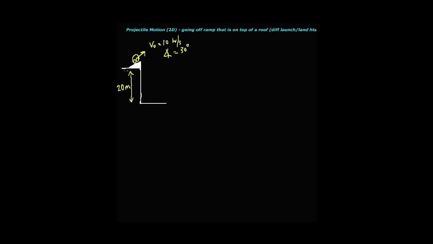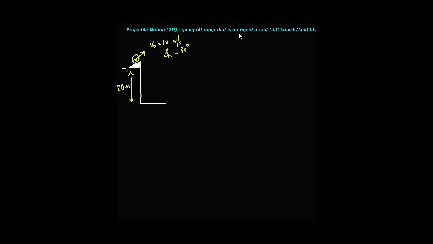Hey guys, Professor Doney back again for probably the last problem we'll do for projectile motion. Two-dimensional motion, again, where the object is launched and lands at a different place. Now we're going to switch things up, make this a little more difficult. In this problem we're going off a ramp still at 10 meters per second at 30 degrees, which is what we did in the previous problems.